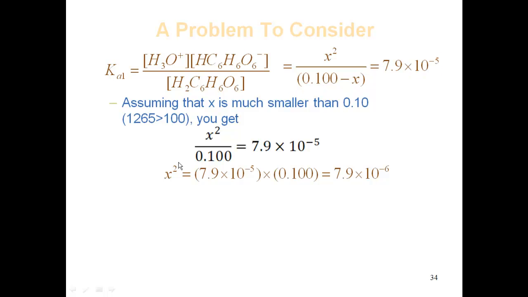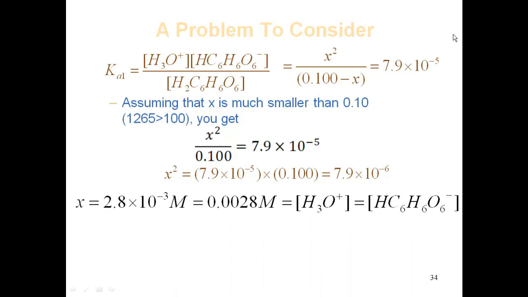Now I have to take the square root of both sides, which gets me X is equal to 2.8 times 10 to the negative third molarity, or another way of putting it, 0.0028 molarity.